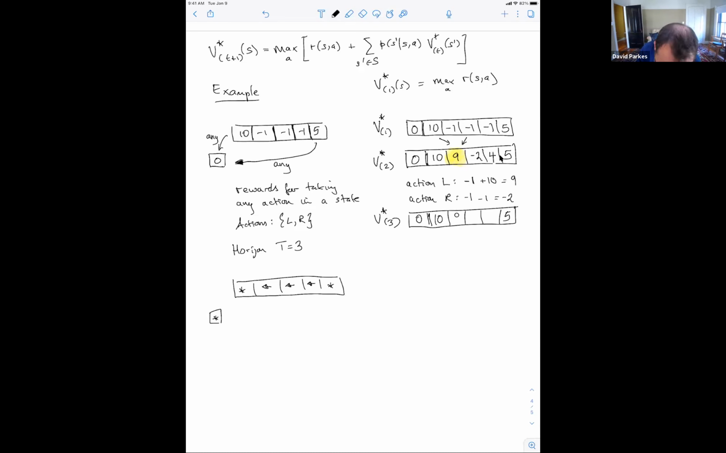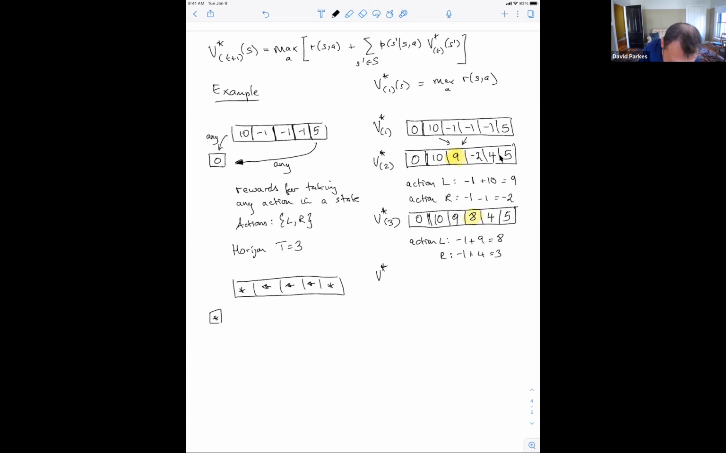This again will be 9. Now notice that this state is now more interesting. Left is now -1 plus 9 is 8. Right is -1 plus 4 equals 3. So 8 is better than 3. So write that in as 8. This one here will remain at 4.